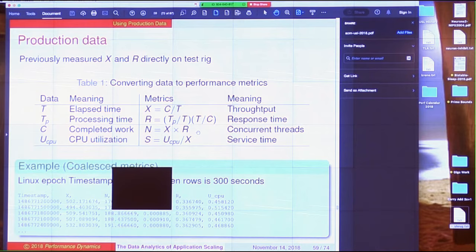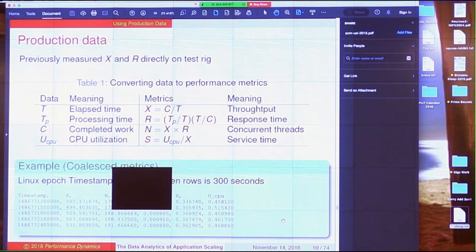And I can also use the CPU utilization and the throughput number that I'm deriving to calculate things like the service time, which can also be very, very useful. So I've got raw data, and then I've got derived metrics, and the derived metrics take me now towards the model. Once I've got my derived metrics in good shape, then I can apply the USL model to analyze them.